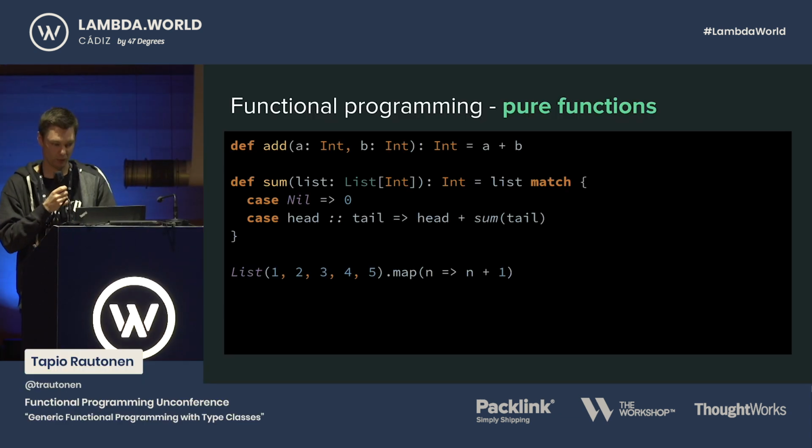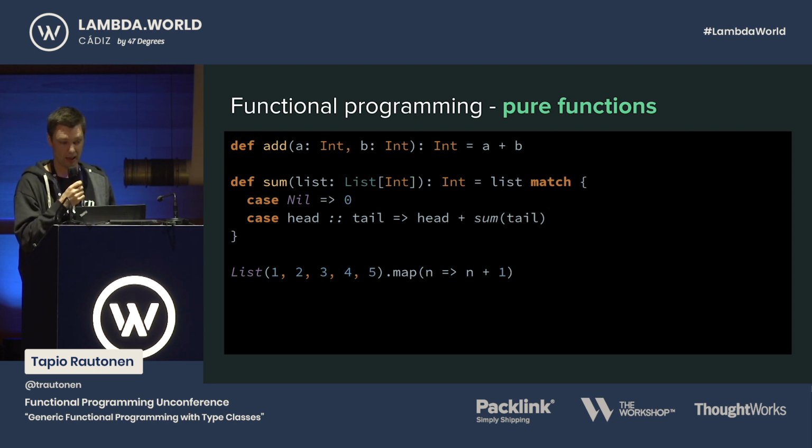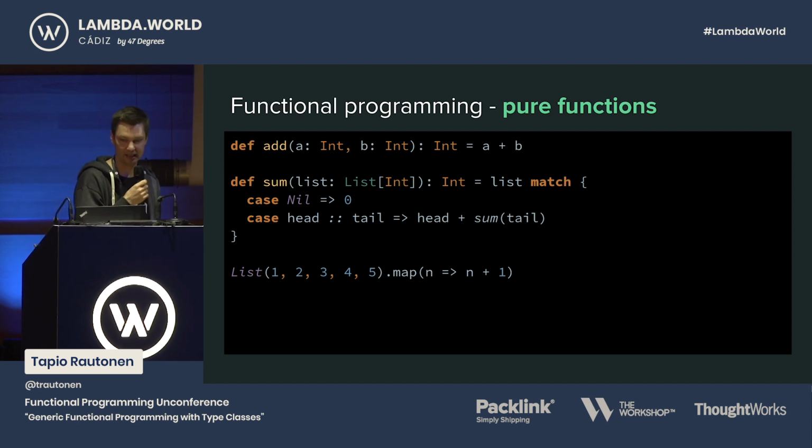So, some examples. We have a simple add function here, add A to B, very simple, same result in any context, no differences. And we can also sum a list of integers. If you have an empty list, it's 0, and then you just do a recursive sum of all the elements in the list. And this is also very pure, no side effects, and same result in any context.